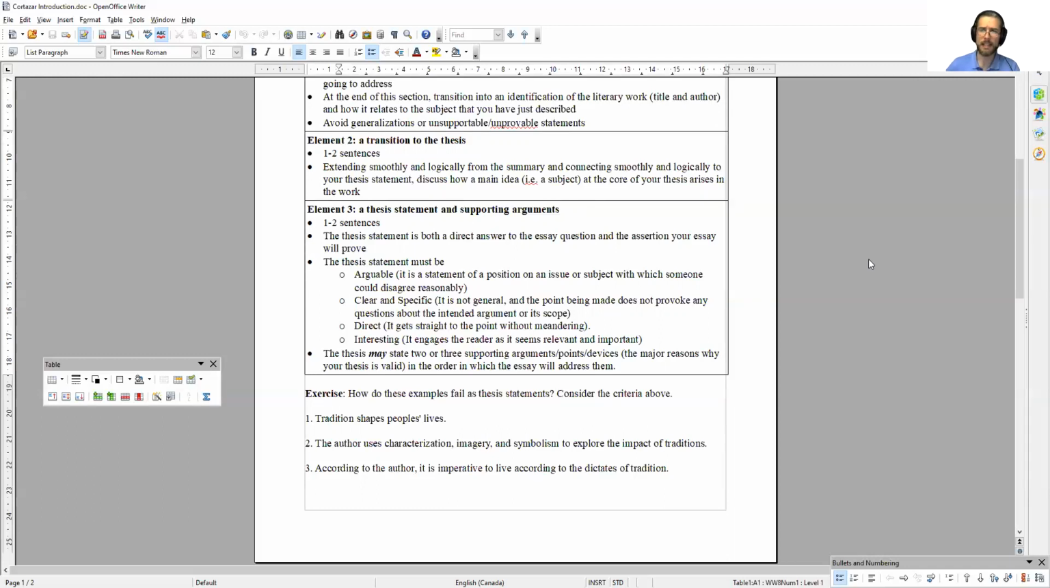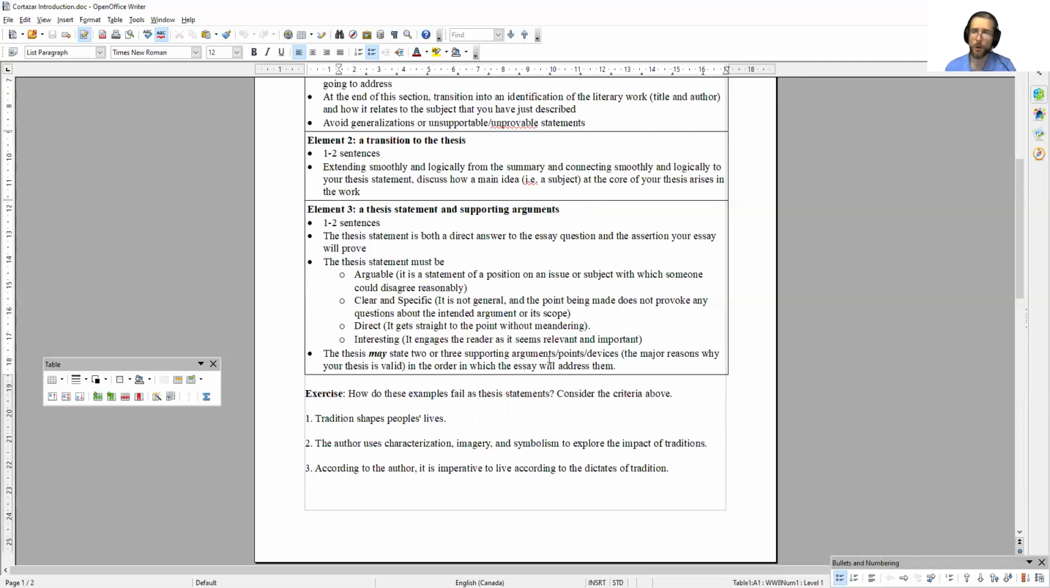What I'd like you to do is to take a look at the 3 sample thesis statements that appear at the end of this page. Consider them based on the criteria above. Do these make for effective thesis statements? If they do, why? If they don't, why not? So, tradition shapes people's lives. Is it arguable, clear and specific, direct, and interesting? The author uses characterization, imagery, and symbolism to explore the impact of traditions. Arguable, clear and specific, direct, interesting. And according to the author, it's imperative to live according to the dictates of tradition. Pause the video, think about that for a minute, and then come back.